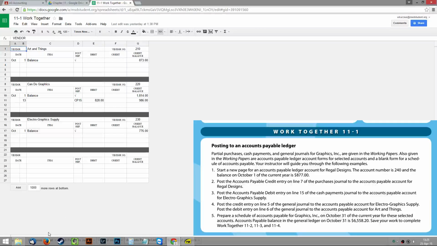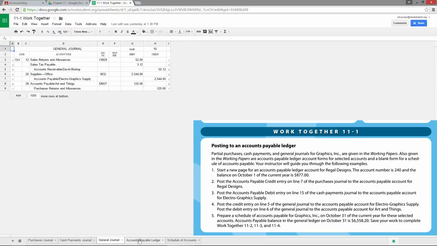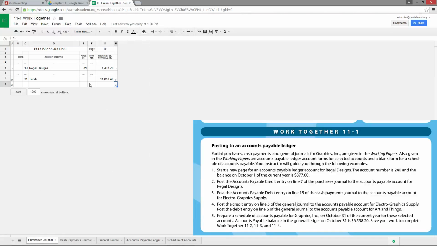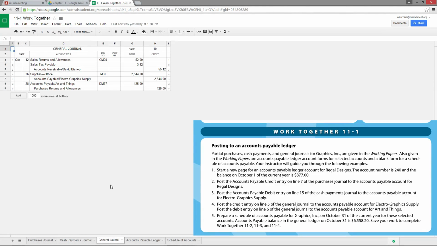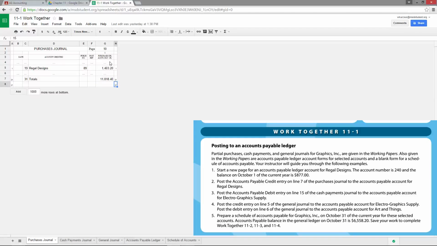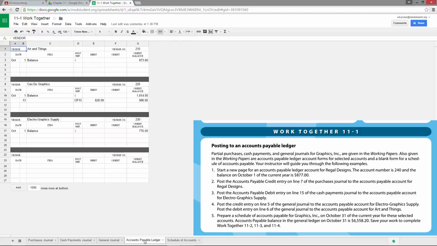So this is the work together. This should be the same thing that you will see on your Google Classroom. And you get at the bottom here all of your relevant journals. So since we're doing accounts payable, that means purchases, cash payments, and general journals. And we're going to take each relevant line and post it into our ledger.